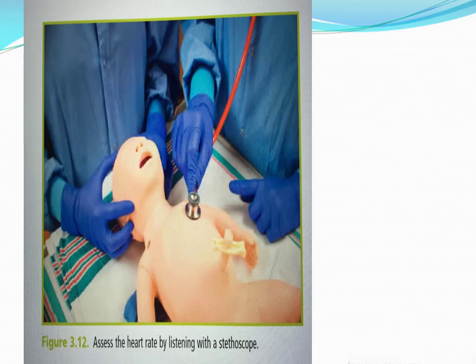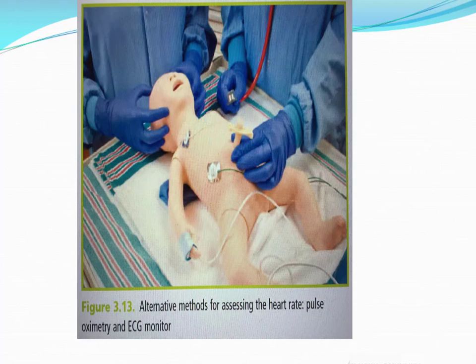And this is how we assess the heart rate, by auscultating the precordium, and also other measures including the application of the sensor of the pulse oximeter on the right hand, on the right thumb, and also application of ECG electrodes on the chest, and also palpating the umbilical artery pulsation over 6 seconds, and then multiplying it by 10, it will be over 1 minute.